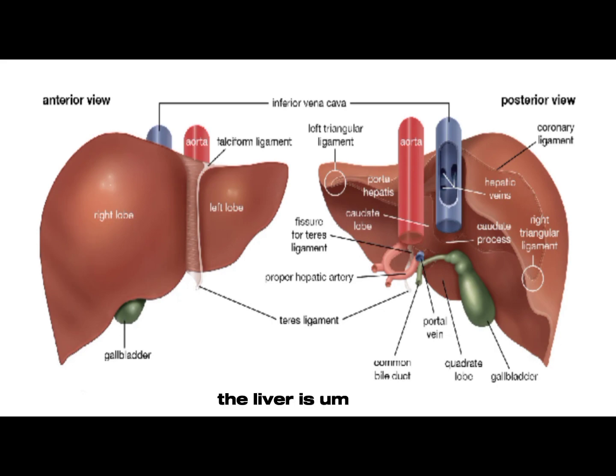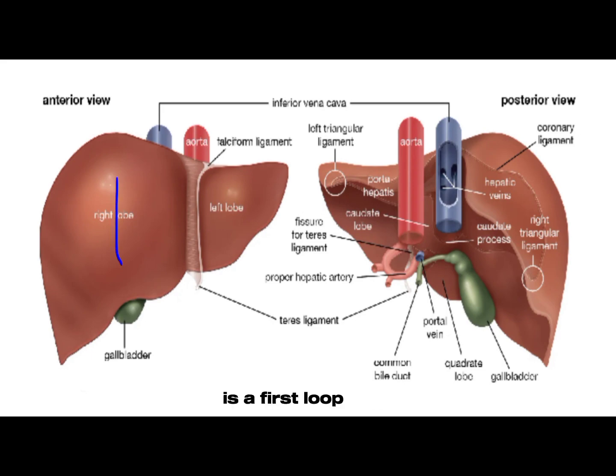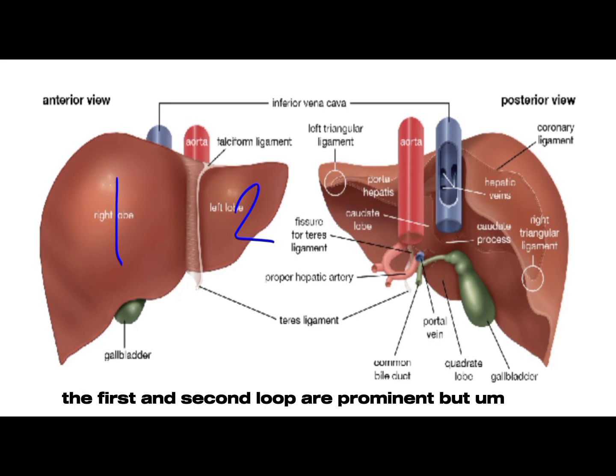The liver is the largest organ in the body, and it is usually located on the right side of the upper end of the abdomen. As you can see in the picture, the liver is a reddish brown organ and contains 4 lobes. This is the first lobe, this is the second lobe. The first and second lobes are prominent, but the third and fourth lobes are not very prominent.